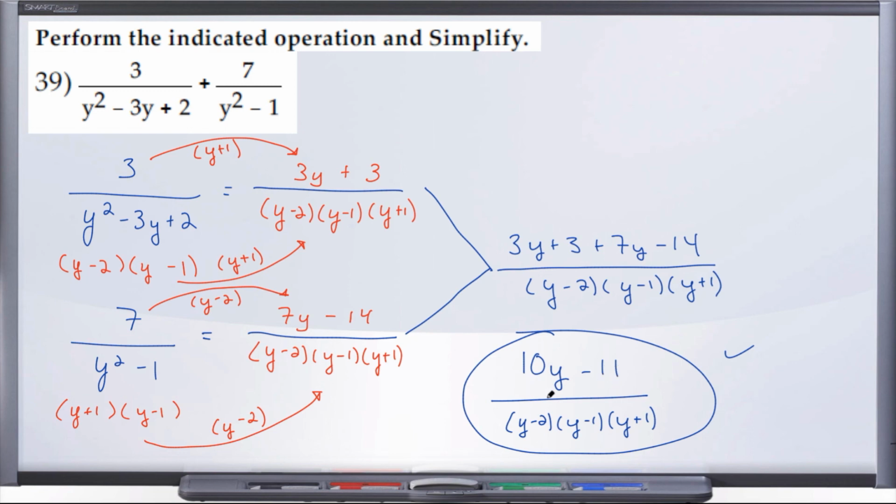Now, if our numerator was able to be factored, you would want to factor the numerator because there's a possibility that the new numerator, once you combine like terms, can possibly cancel out with something in your denominator. In this case, 10y minus 11 can't be factored any farther, so we're going to go ahead and stop there. But just be aware that you may have to continue. Once you've combined your numerators and then combined like terms, you may be able to factor that numerator one last time, and by virtue of factoring that last time, you'll end up being able to cancel with one of the factors in the denominator. But that wasn't the case here. So 10y minus 11 over y minus 2, y minus 1, y plus 1 is our answer for 39.